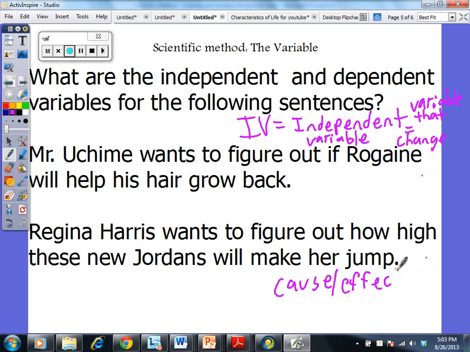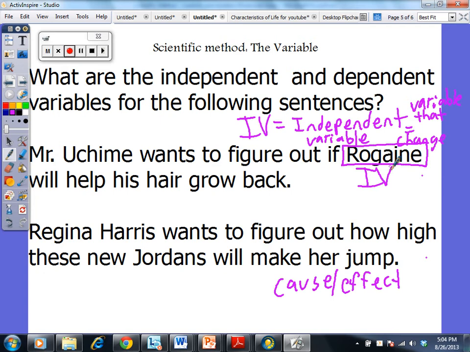So let's take a look at this one. Mr. Uchime wants to figure out if Rogaine will help his hair grow. Now, we say it's the factor that's being changed. Obviously, Mr. Uchime doesn't use whatever treatment he's about to use in this next sentence. So what's being changed is the Rogaine. So that's our independent variable. So the independent variable, or the IV, is the Rogaine.